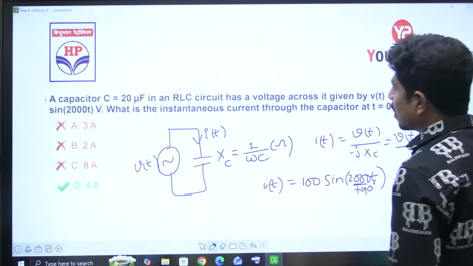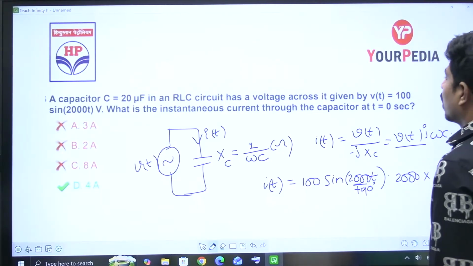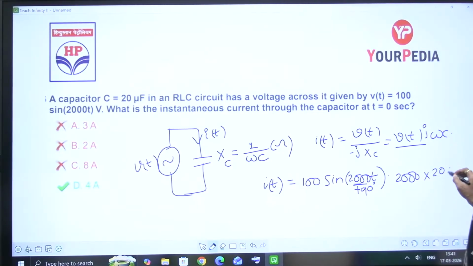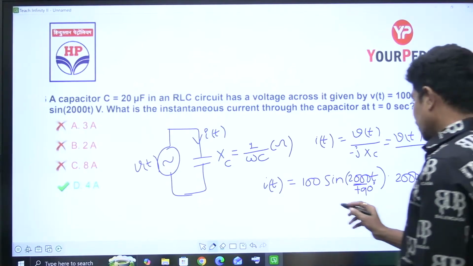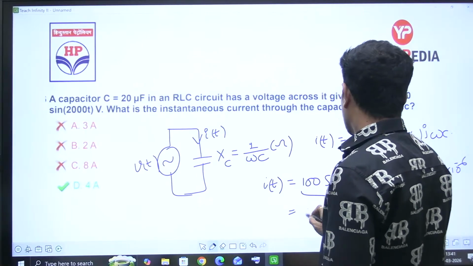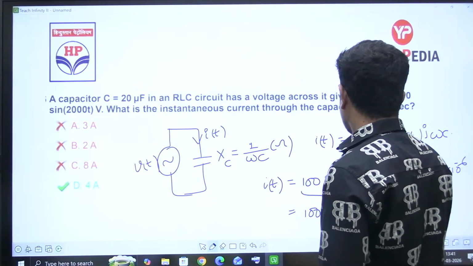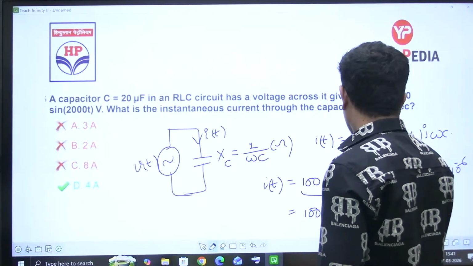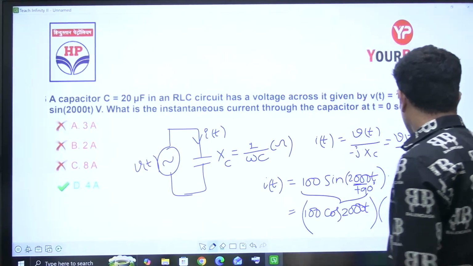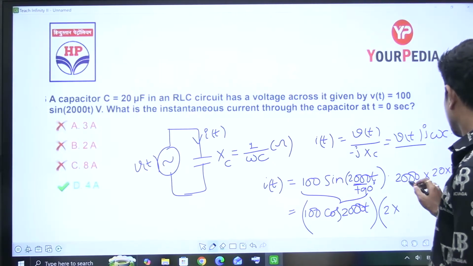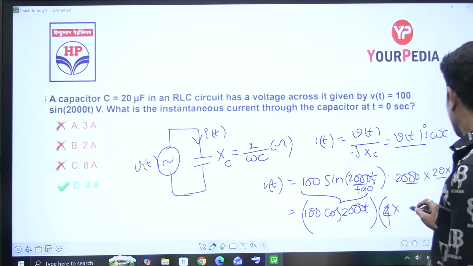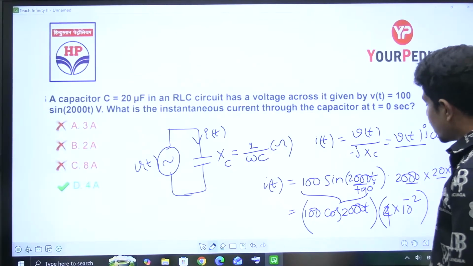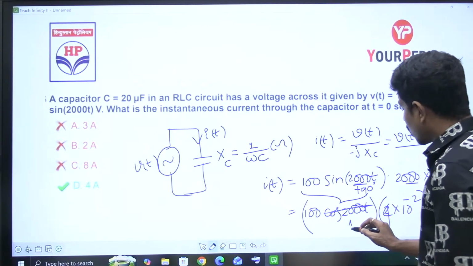Okay, omega C, how much is C? C is 20 microfarads, 20 into 10 to the power of minus 6. Now this will be cos 100 cos 2000 t into 2 into 10 to the power of 4, 4 into 10 to the power of 4 means 10 to the power of minus 2, 4 into 10 to the power of minus 2. At t is equal to 0, this cos will be 1, cos 0 will be 1.